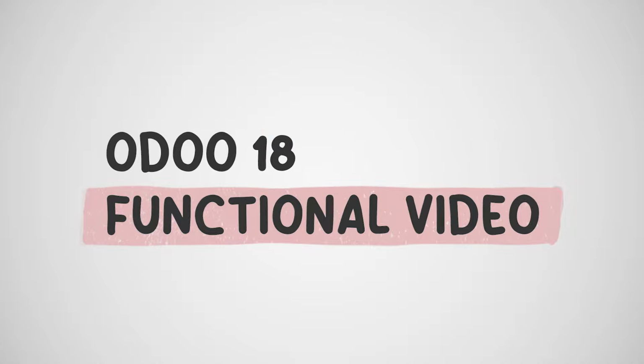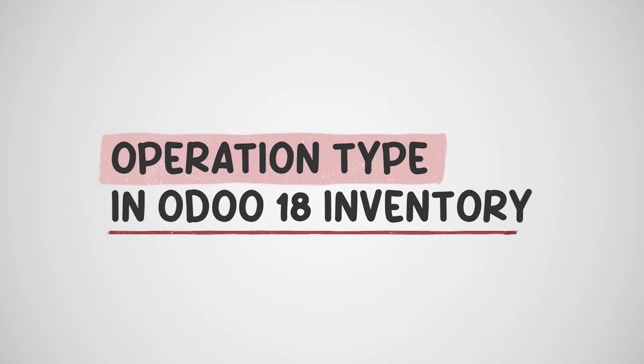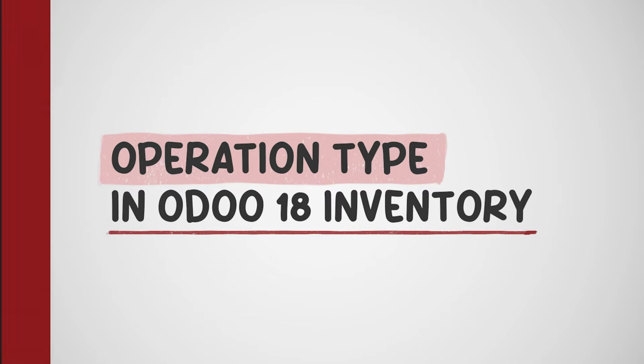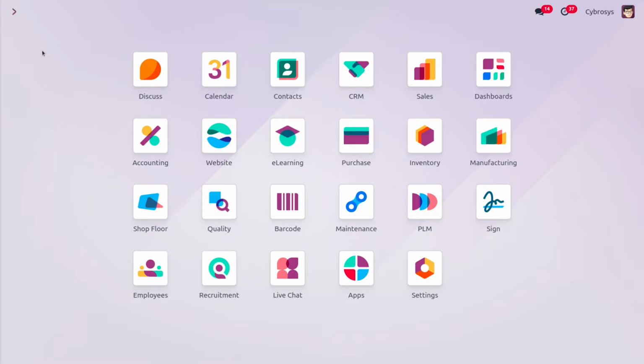In today's video, we will discuss the operation types in Odoo 18 Inventory. In Odoo 18 Inventory, operation types are crucial aspects for managing stock movement. They categorize different inventory transactions such as receiving goods from the supplier, delivering products to the customer, transferring stock between locations, and manufacturing finished goods.